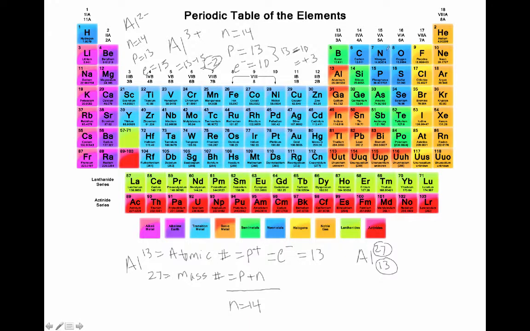If we look on the periodic table, let's take a look at oxygen. Oxygen has an atomic number of 8, and it has a mass number of 16. So here is oxygen with an atomic number of 8, which is also the number of protons found within oxygen, and a mass number of 16, which is the number of protons plus neutrons found in oxygen.